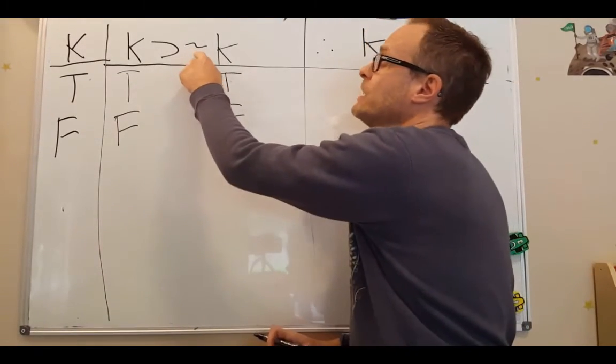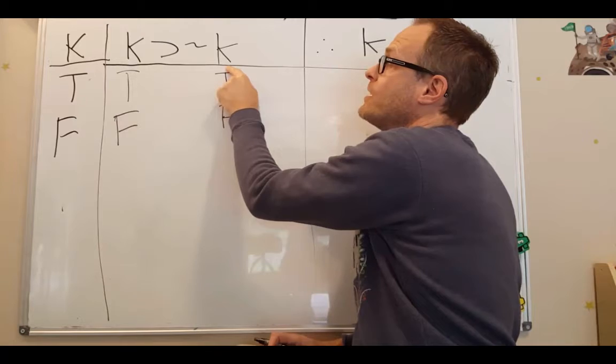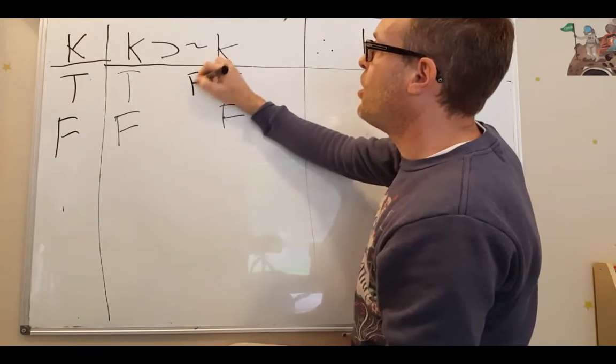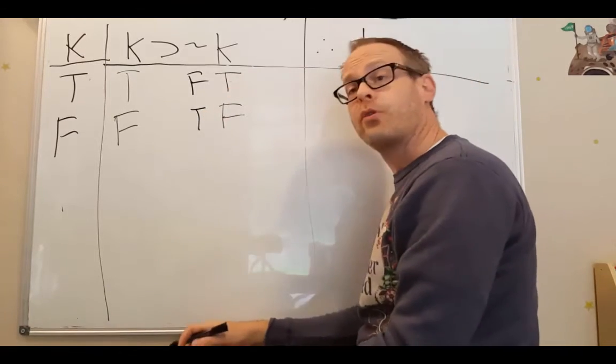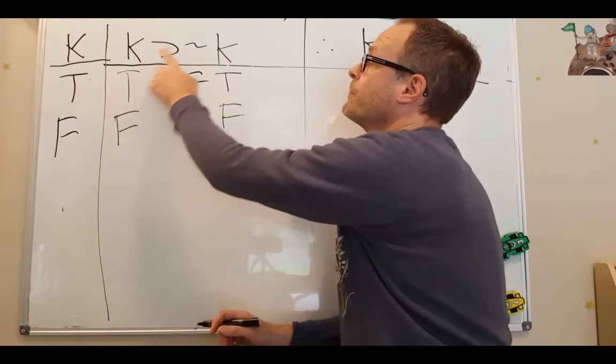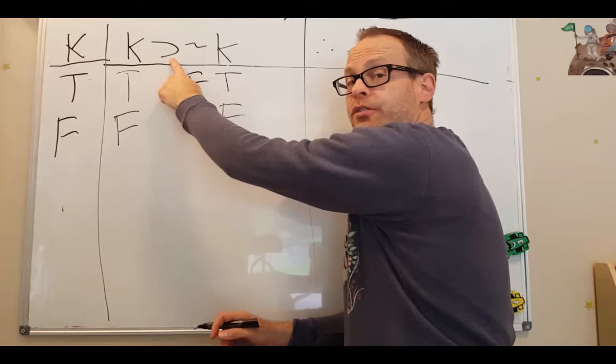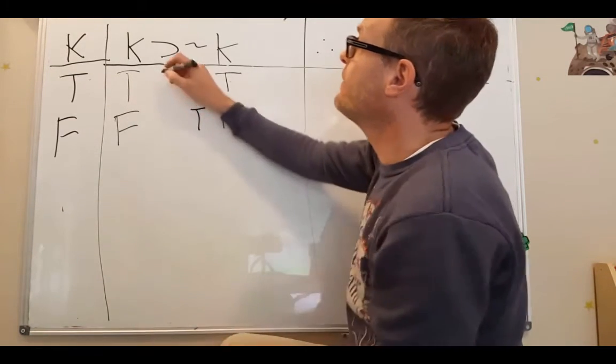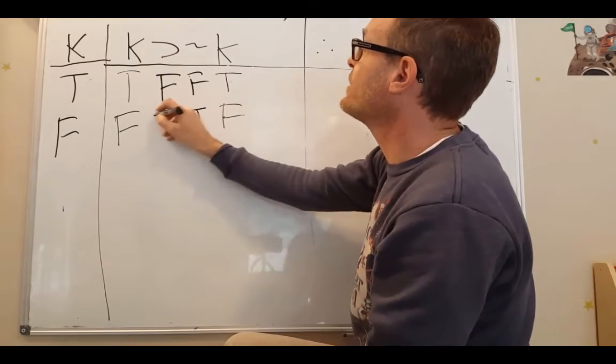Now, I'm going to do individually negated statement letters of this conditional. So I'm going to take a true statement and make it false, and I'm going to take a false statement and make it true. Now, the conditional, the only thing that I care about is the case where it's true and false, right? When that happens, the whole thing is false, otherwise it's true.